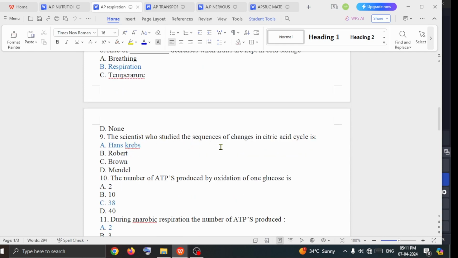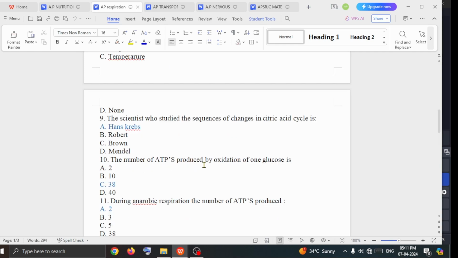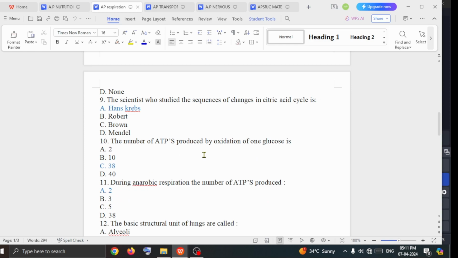The scientist who studied the sequence of changes in the citric acid cycle is: option A, Hans Krebs. Option B, Robert. Option C, Brown. Option D, Mendel. The answer is Hans Krebs. 10th question is, the number of ATPs produced by oxidation of one glucose is. It's a very important question. Option A, 2. Option B, 10. Option C, 38. Option D, 40. The answer is 38. For one glucose molecule oxidation, we are getting 38 ATPs.